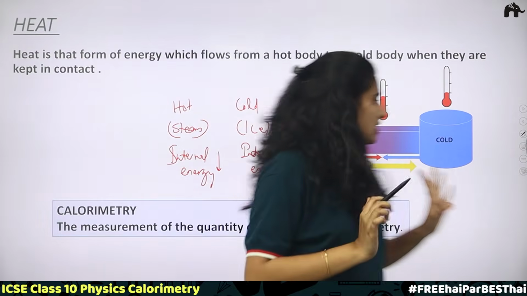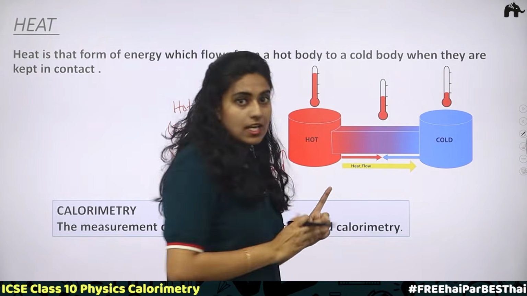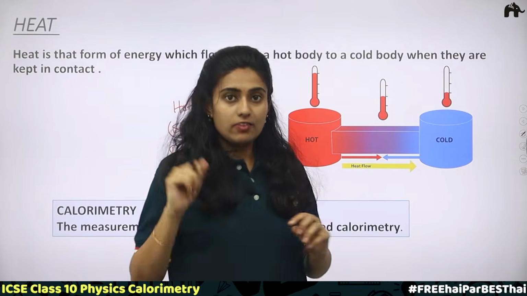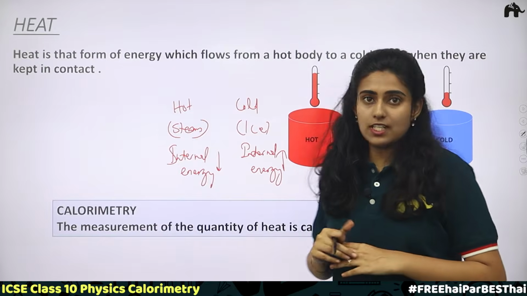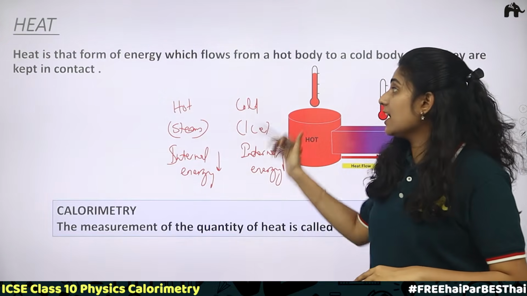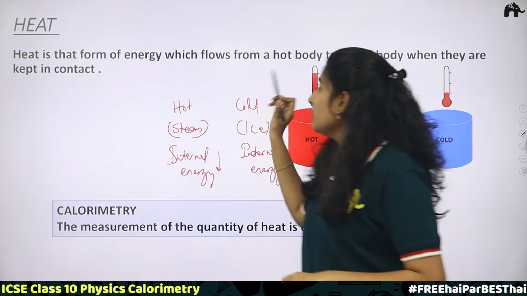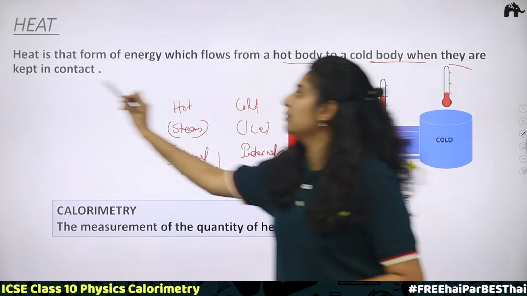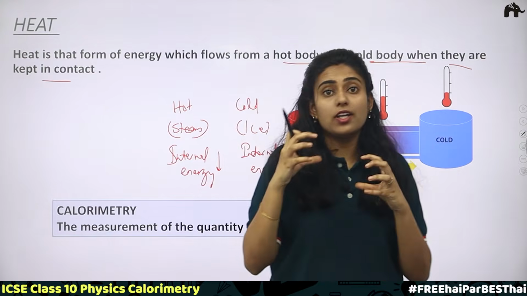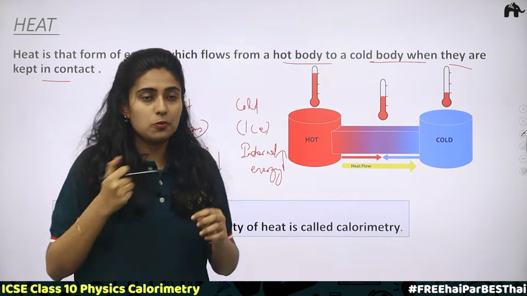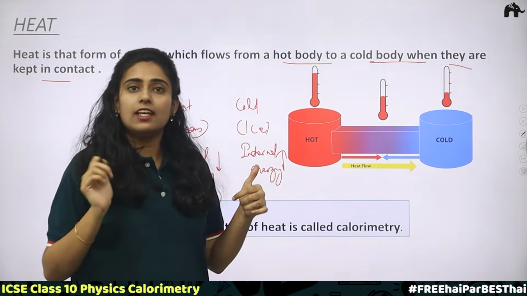So here you can see there is a flow of heat. There is a flow of energy and heat is a form of energy. When we have studied about different forms of energy, we have studied about heat energy. Therefore we can define heat as a form of energy which flows from a hot body to a cold body when they are kept in contact. Bringing a hot body and cold body together, there is an energy which flows from hot to cold body and this energy is called heat energy.